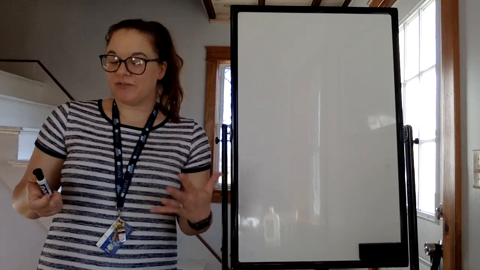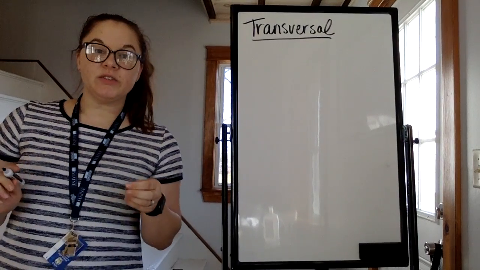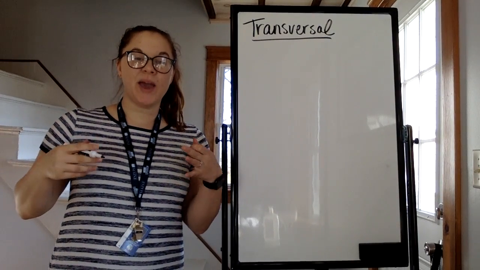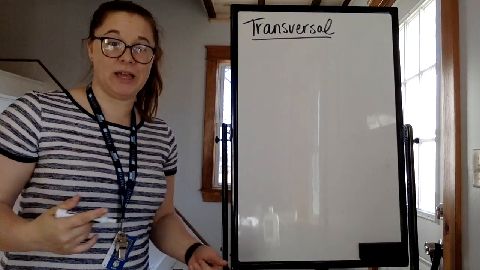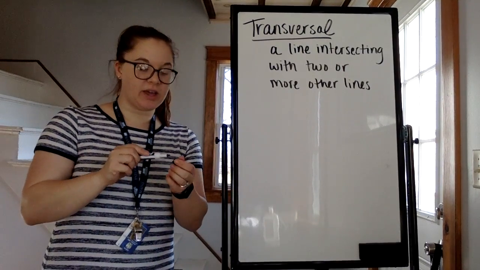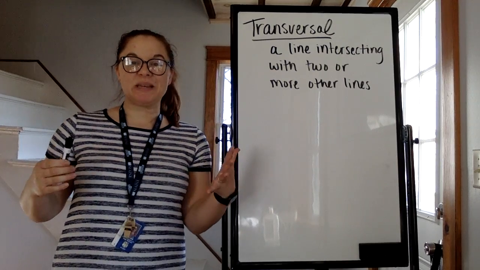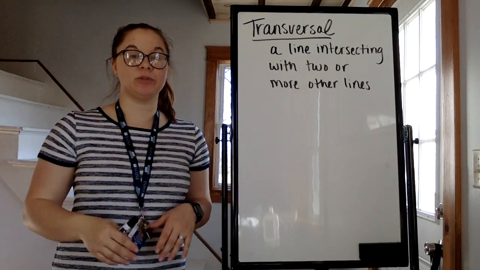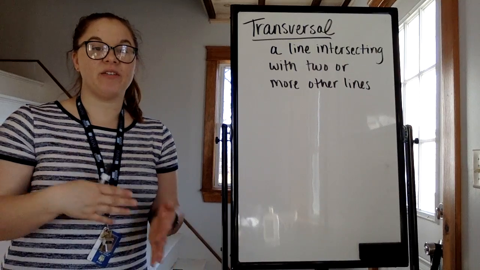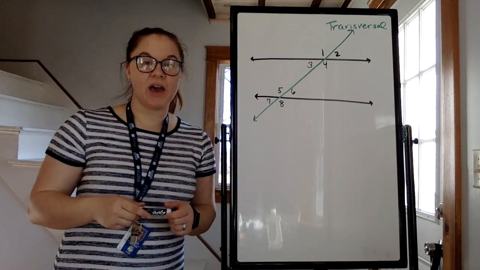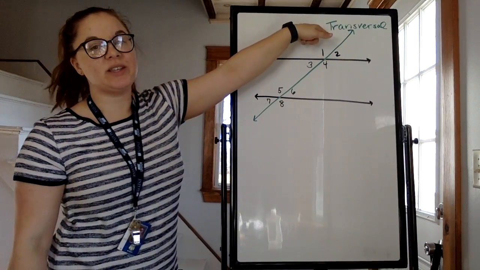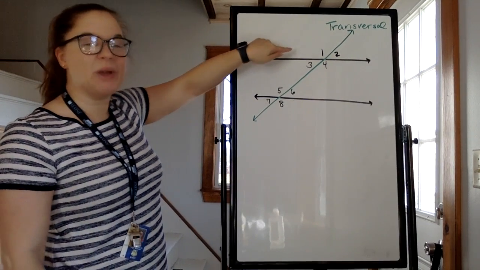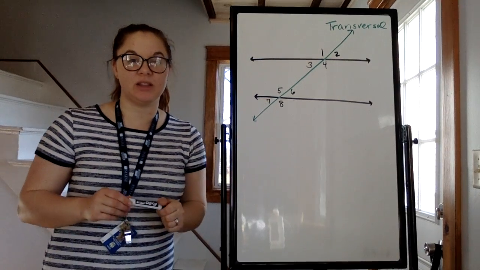So let's start out just defining what a transversal is. A transversal is when you have a line that intersects with two or more other lines, and by intersects, it just means it crosses through. So let's take a look at an example of a transversal. Here we have a transversal, and this transversal is in green. So this is the line that is crossing through, intersecting with two other lines.